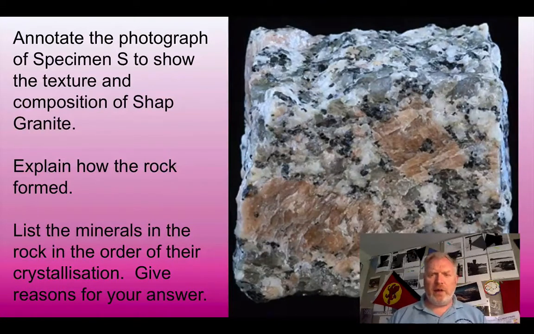We now have an idea of what this rock is like, certainly in terms of its composition and texture. What I'd like to do now is explain how this rock formed. And I'd like you, on the table at the bottom of the left-hand side of your worksheet, to list the minerals in the order in which they crystallised, 1 being the first, 5 being the last. And I'd like you to give reasons for your answer.